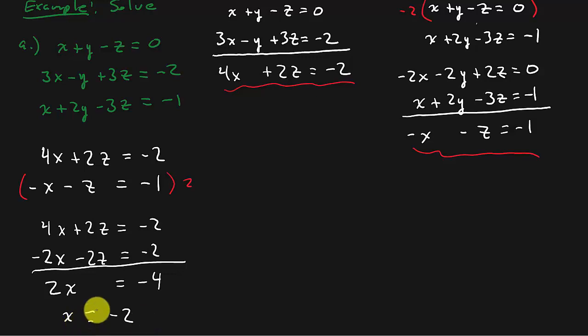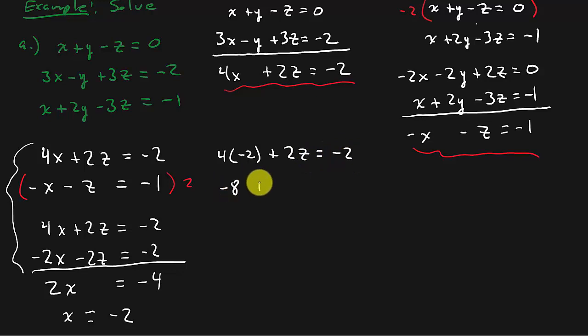Well, I've got x, so I can take this and plug it back into one of these to figure out what z is. You see that? We can plug it back into any one. How about we just plug it back into this first one up here? So that's going to be 4 times -2 plus 2z equals -2. So that's -8 plus 2z equals -2. And so that's going to be 2z equals, and I'm going to add 8 to both sides. So -2 plus 8 is 6. And so I get z equals 3. All right, so there's z.